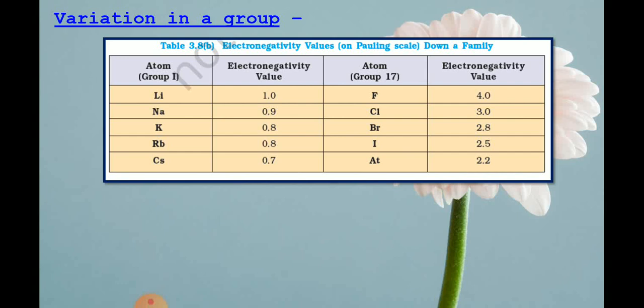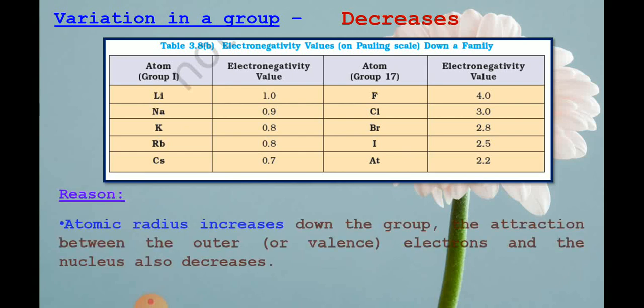How does it vary in a group of the periodic table? Look at this table over here. These are atoms of group number 1: lithium, sodium, potassium, rubidium, cesium. Their electronegativity values on the Pauling scale: lithium 1.0, sodium 0.9, potassium 0.8, rubidium 0.8, cesium 0.7. Look at another group, group 17: fluorine 4.0, chlorine 3.0, bromine 2.8, and so on. What happens to the electronegativity down the group? It decreases. What's the reason for this decrease in electronegativity down the group?